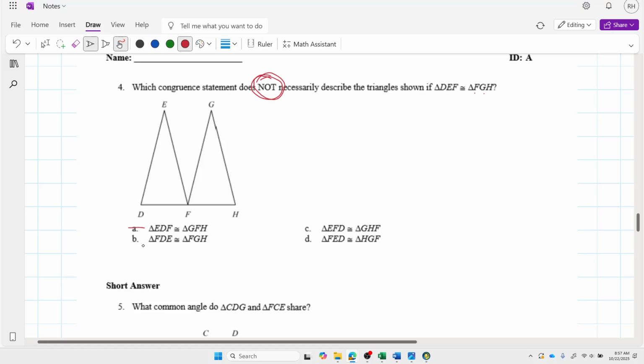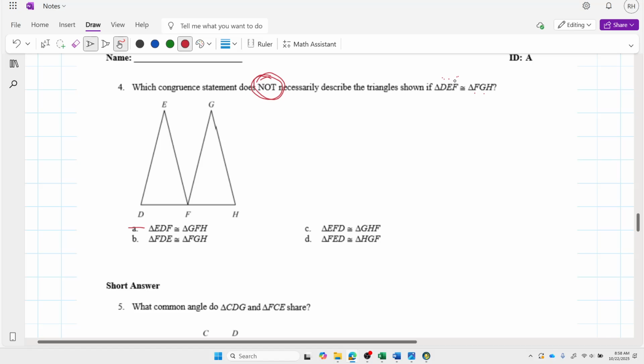If you look at B, look how they changed the order of the letters. They went FDE. They went third letter, first letter, second letter. So they would have to go third, first and second, HFG. And look how they changed it. They went FGH. They didn't change the order of the letters the same way. Does everybody see that?